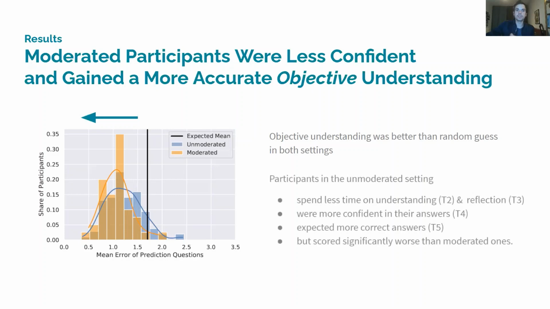Interestingly, participants in the unmoderated setting spent less time on building their understanding, less time on reflecting it, were more confident in their answers, expected more of their answers to be correct, but objectively scored significantly worse than their moderated counterparts. We measured their performance in terms of correct answers as well as their distance from a correct answer.